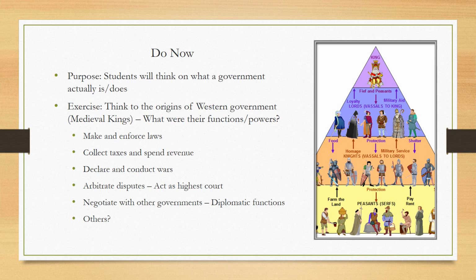The first activity that the class will participate in is called a Do Now. In this activity, the students will understand what it is that governments actually do. The activity will consist of the students brainstorming on the roles of ancient medieval kings. Hopefully they will come up with activities like collecting and spending tax revenue, making war, arbitrating disputes, and enacting laws.